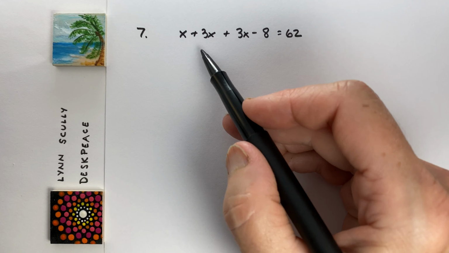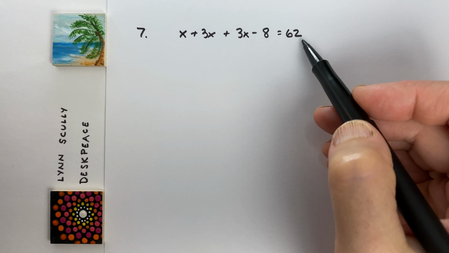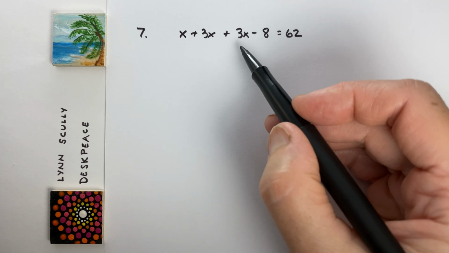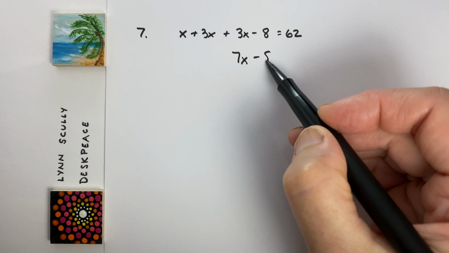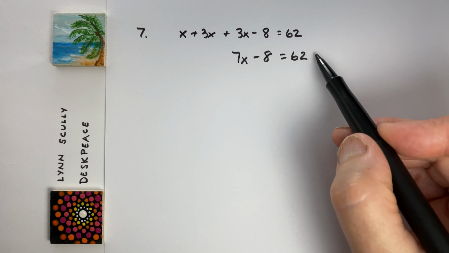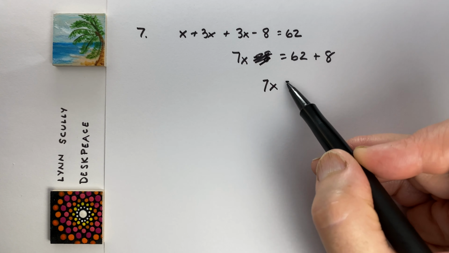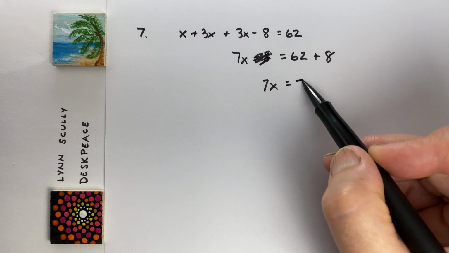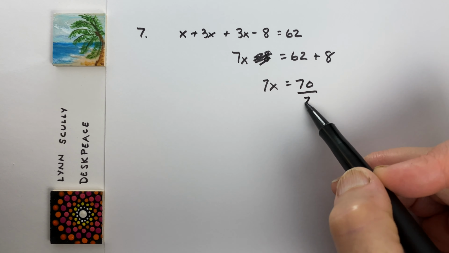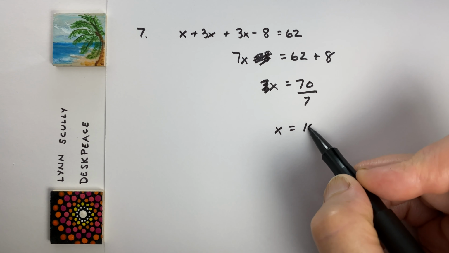Number 7, x plus 3x minus 8 equals 62. I'm going to combine all my x terms. 1 plus 3 is 4, plus 3 is 7x, minus 8 equals 62. 8 is attached by subtraction, move it by addition to the other side of the equal sign, and I'm getting 7x equals 62 plus 8 is 70. Get the x alone, 7 is attached by multiplication, move it by division to the other side of the equal sign, and I'm getting x equals 10.